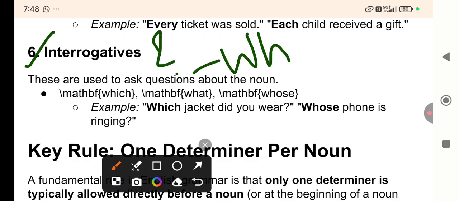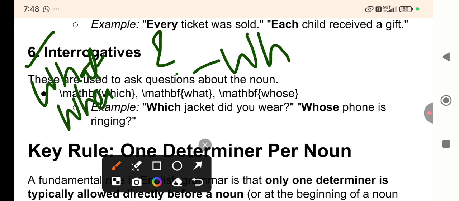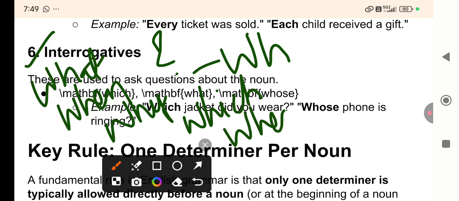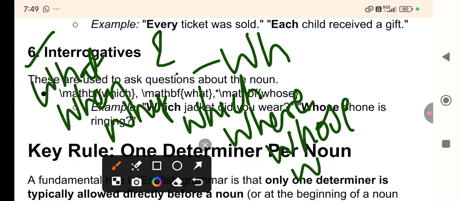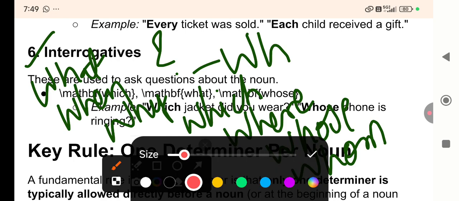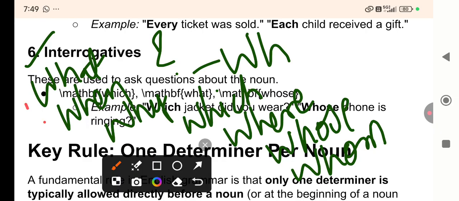That's what, when, why, which, where, whose, whom. Right? So just count. That's 1, 2, 3, 4, 5, 6, 7.